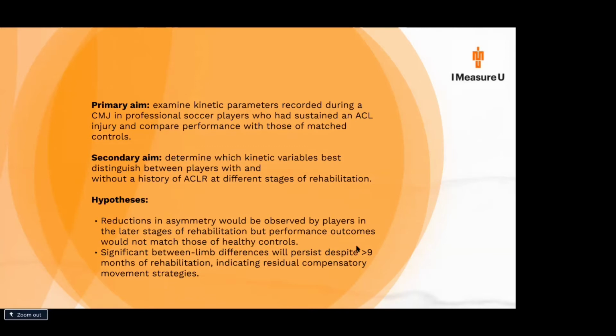So the authors hypothesized that reductions in asymmetry would be observed by players in the later stages of rehab, but performance outcomes would not match those of healthy controls. And that significant between limb differences will persist greater than 9 months of rehabilitation, indicating residual compensatory movement strategies. So they had the thoughts and theories that even at 9 months and beyond, the athletes who had suffered ACL rupture and had undergone ACL reconstruction would show compensation strategies in their counter movement jump performance.